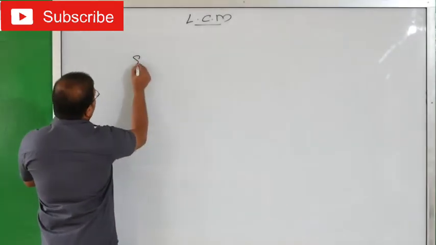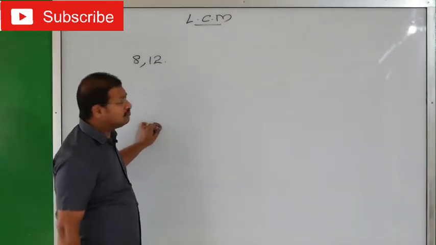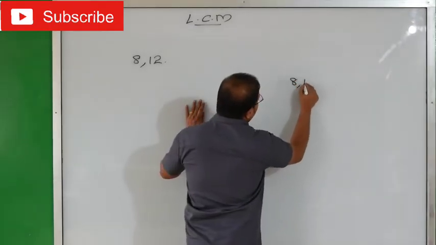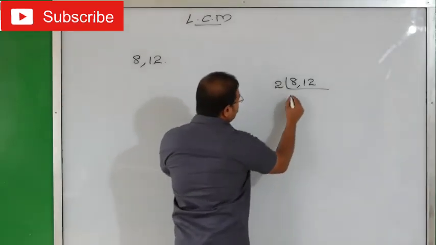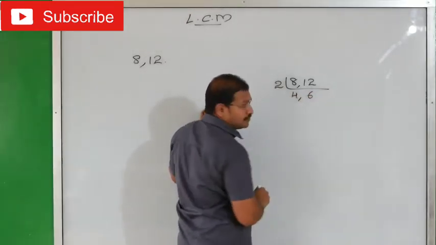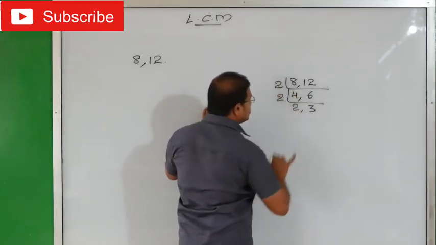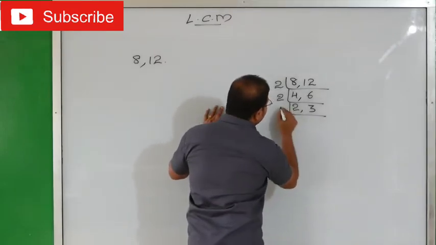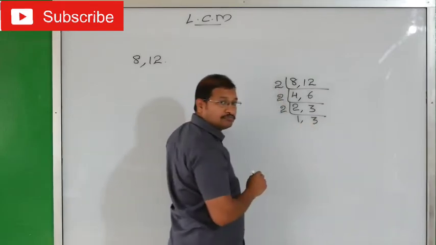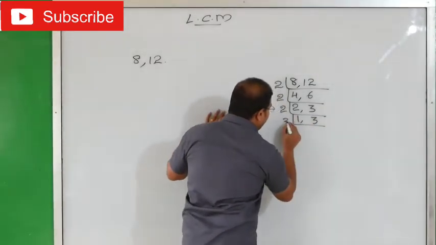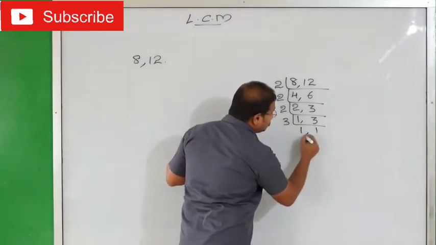First I am keeping 8 and 12. Let's see by prime factorization. 8 will take, 12 will take. After that, the smallest prime number 2 will try. 2 4s are 8, 2 6s are 12. Again by 2, 2 2s are 4, 2 3s are 6. Again we can try by 2, 2 1s are 2, and of course 3 we can't do, just bring down. After that we will try by 3. 1 we will bring down, and 3 1s are 3.